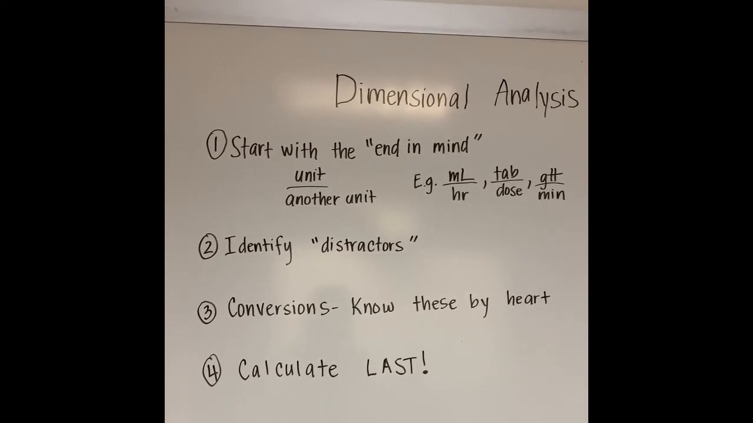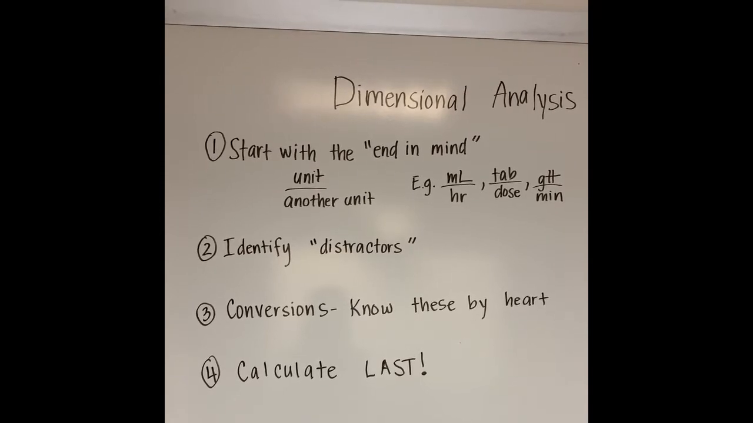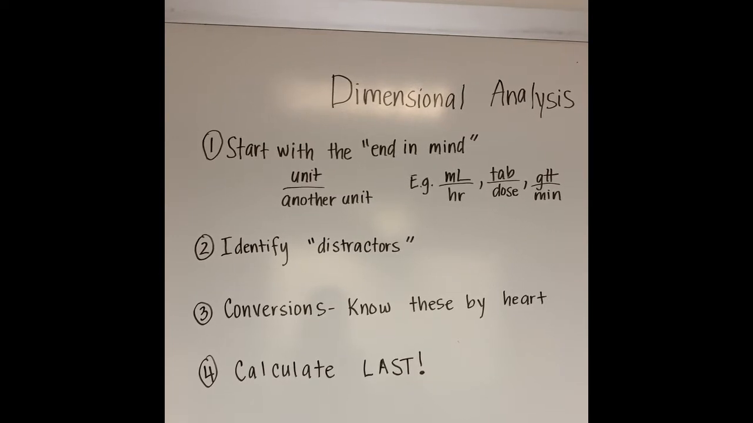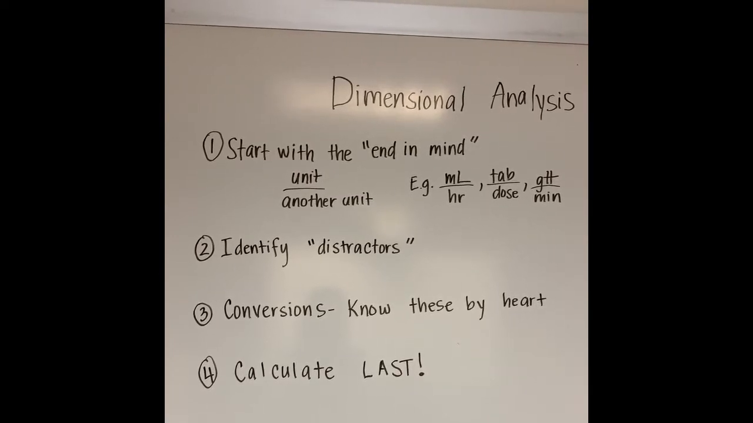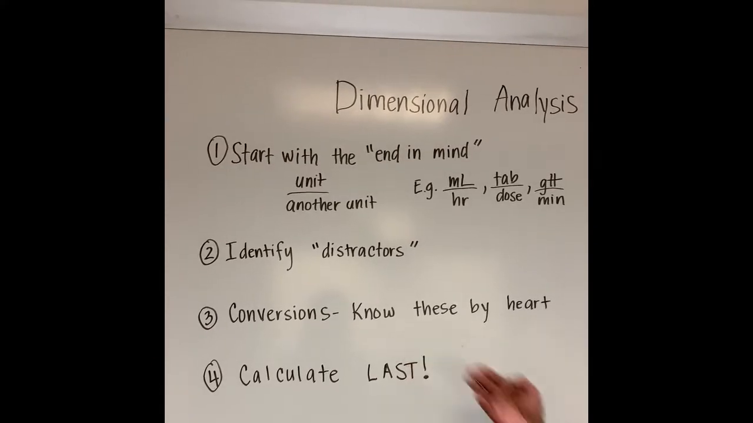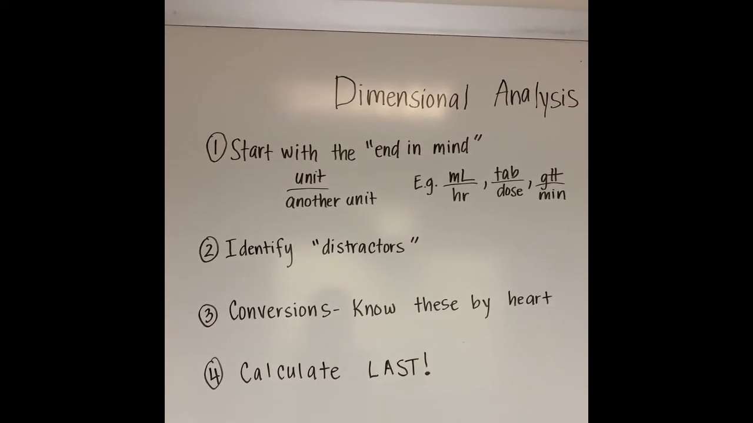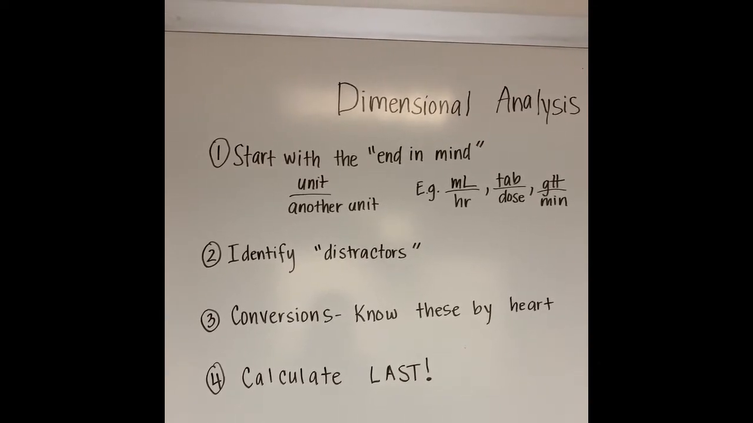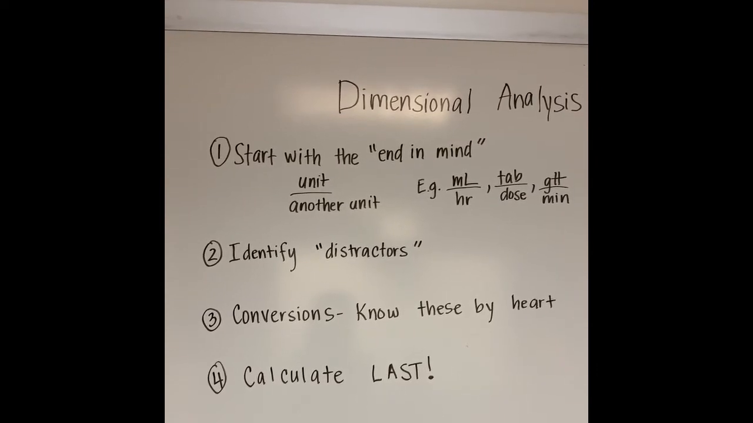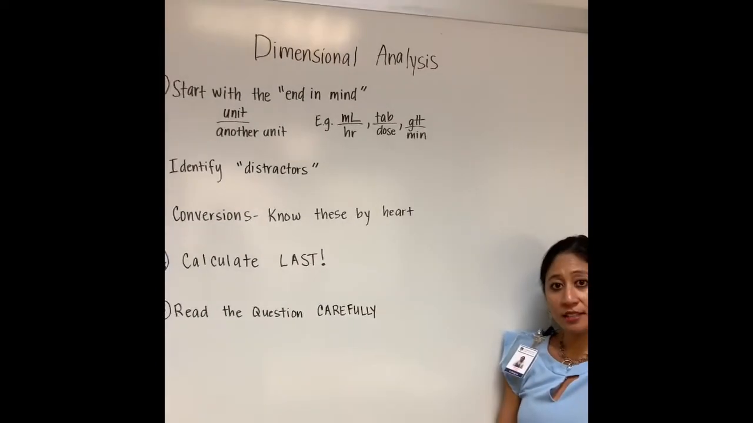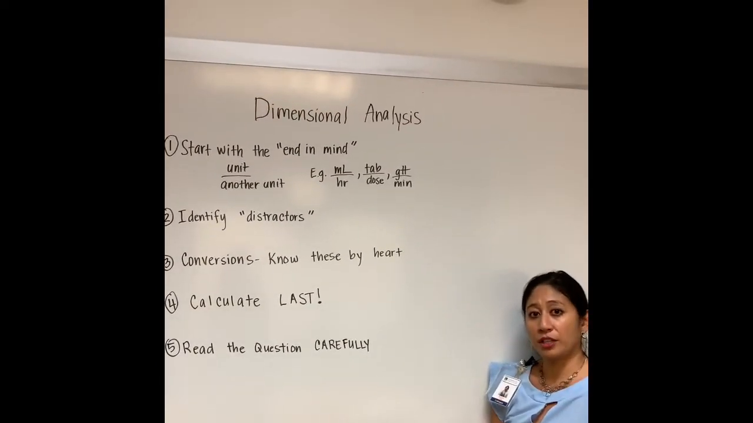The third tip is knowing your conversions by heart. You absolutely need to know every single one of these by heart. The fourth tip is to calculate last. I know a lot of us like to go ahead and calculate and get our calculators out, especially when it comes to conversions. But if you set up your equation correctly, calculating will be done at the very end. And last but not least, read the question carefully. This means knowing how to round, whether in the tenths place, hundredths place, or by whole number.